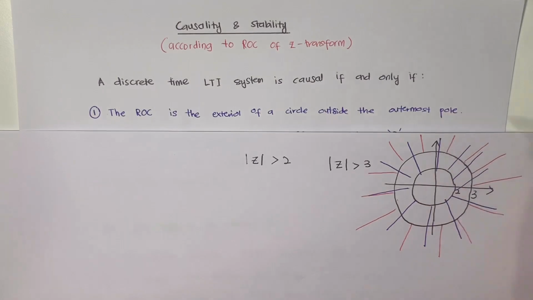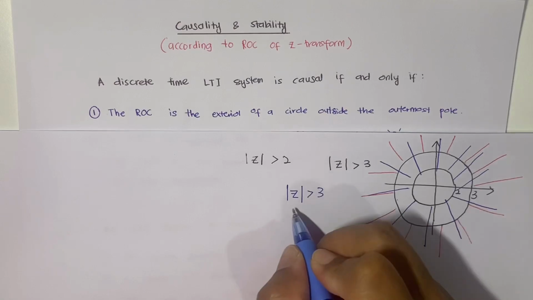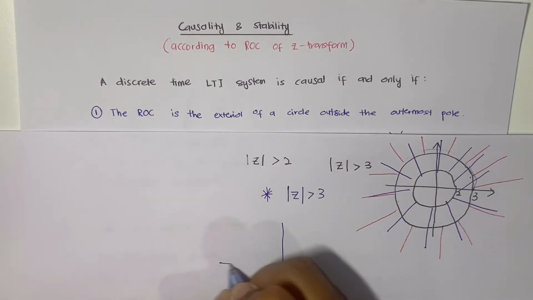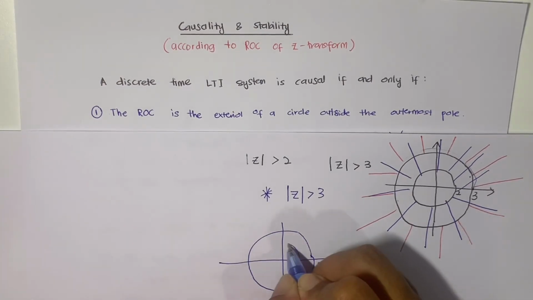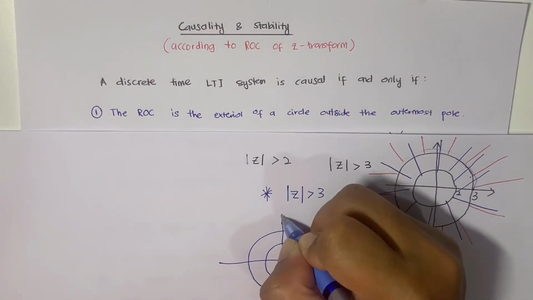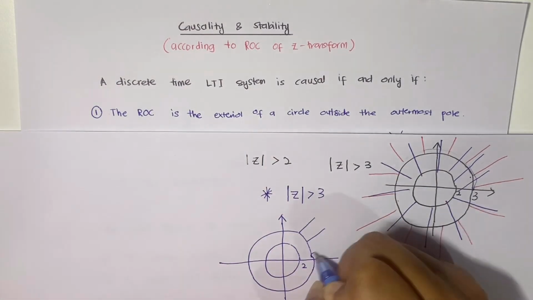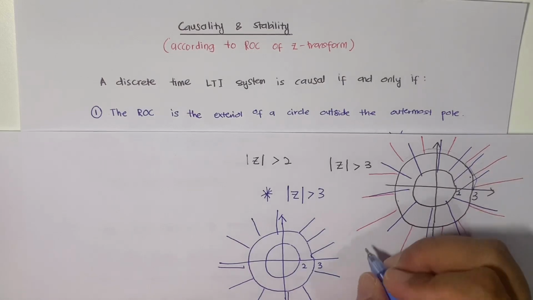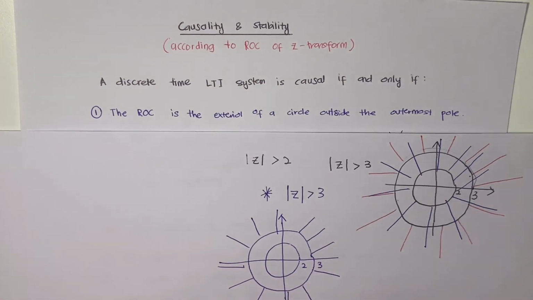So which one is overlap? The overlap part is Z bigger than 3. So this is the common ROC that we will consider. So this is 3. This is the outermost pole. 3 is the outermost pole, and then the ROC is the exterior of a circle, which is bigger than the outermost pole. This is the meaning of the first point here. So the system is considered as causal system.